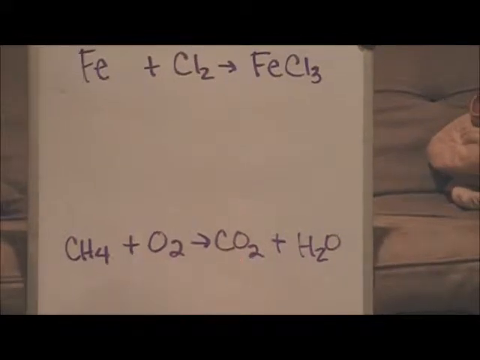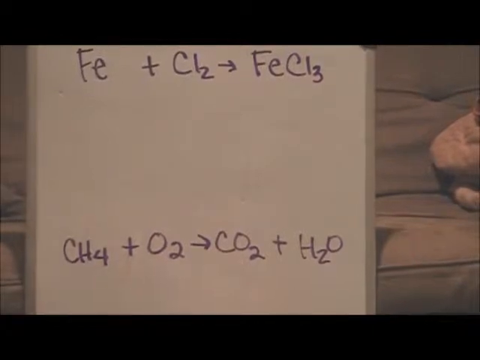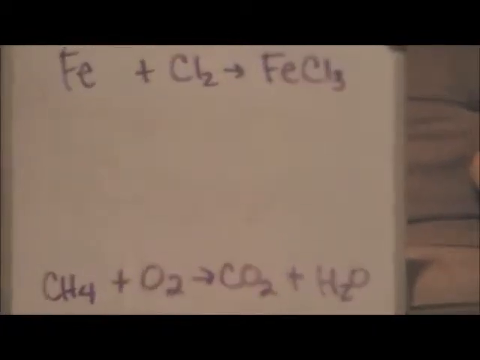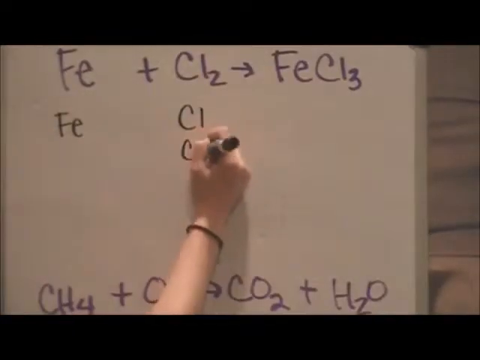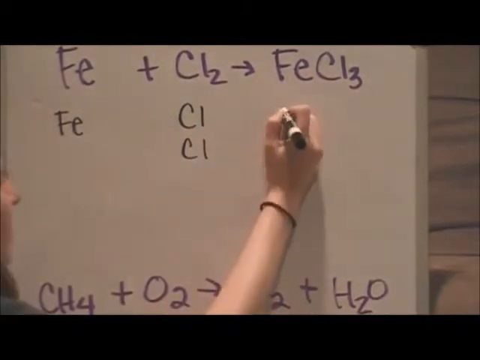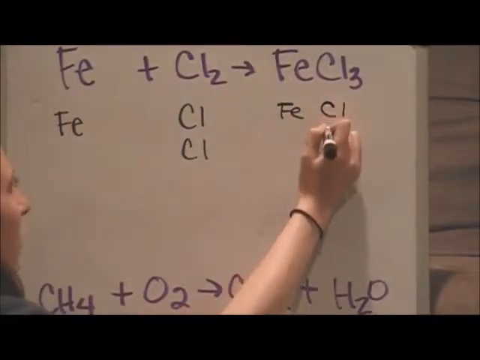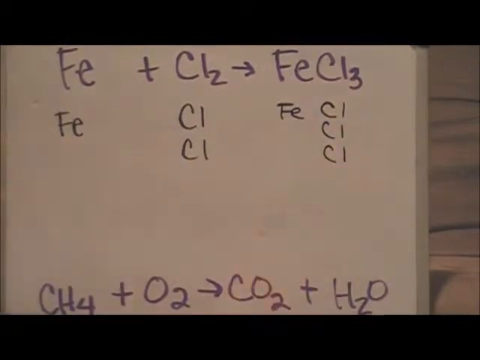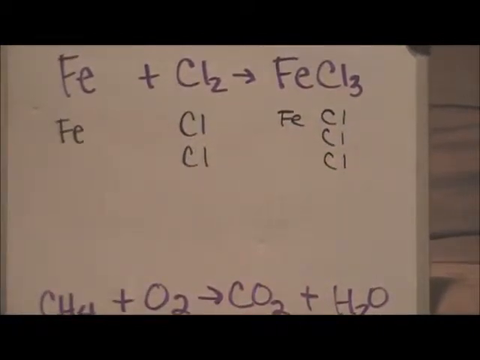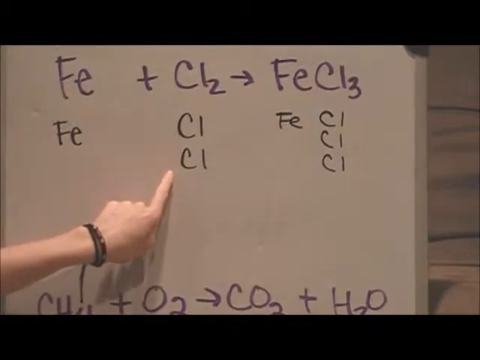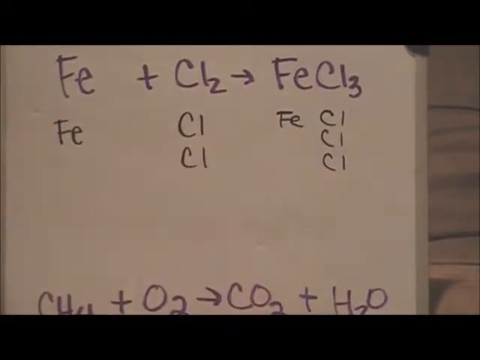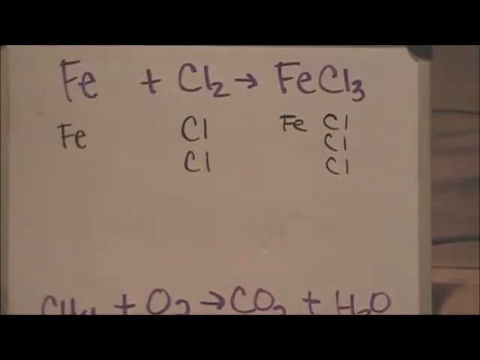Alright, now we're going to do some sample problems that are a little bit harder than the last one. Our first one is Fe plus Cl2 yields FeCl3. On the reactant side, we have one Fe and two Cl's. And on the product side, we have one Fe and three Cl's. We want to go from two Cl's to three Cl's, but you can't really do that directly, so we're going to use a common multiple, which would be 6.